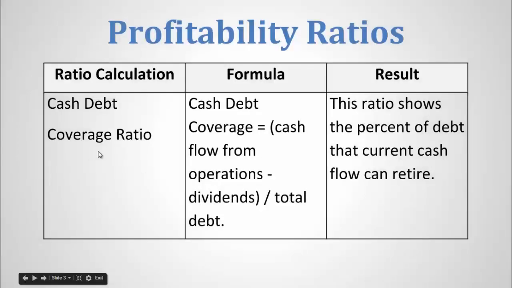Cash debt coverage ratio. The formula for cash debt coverage ratio equals cash flow from operations minus dividends, divided by total debt. Now you can always find the cash flow from operations. As you probably remember, when we were analyzing the financial statements, we saw the cash flow from operations. You can also find out the dividends which have been paid. You can deduct the dividends from there and then divide it by the total debt, which is also given in the reports.